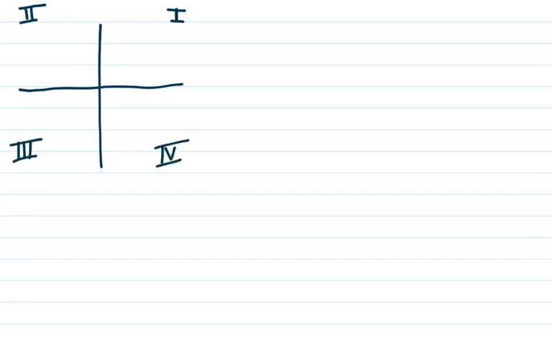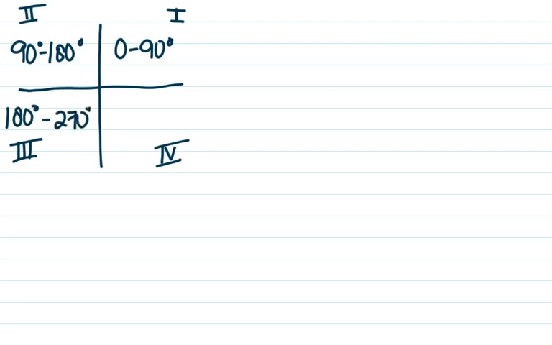Okay, so that's important. We're going to be using those a lot in the next little while, and you're going to memorize that. The first quadrant deals with angles from 0 to 90 degrees. The second quadrant is angles that are between 90 and 180. The third quadrant is angles between 180 and 270. And the fourth quadrant is angles between 270 and 360.